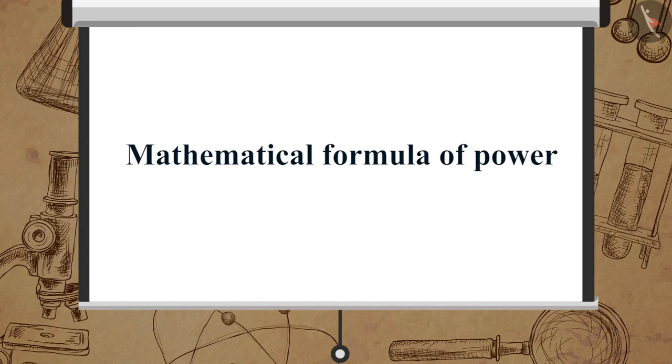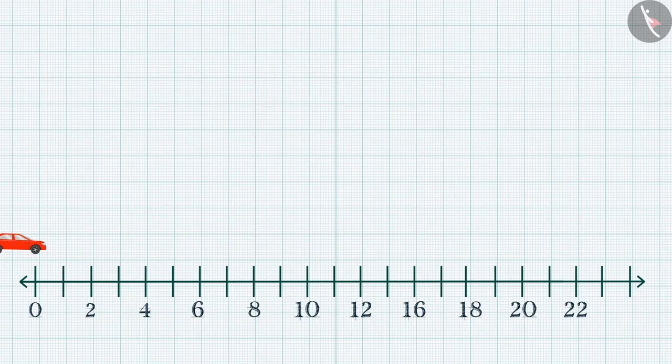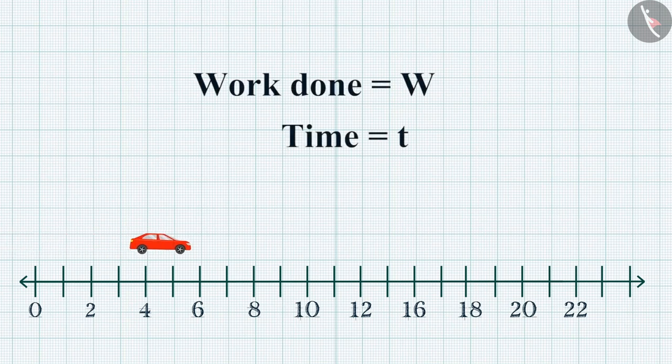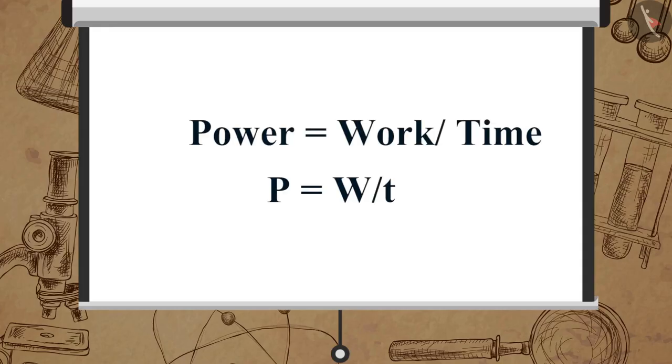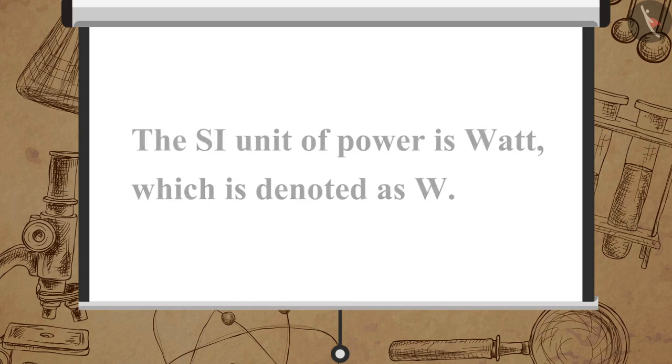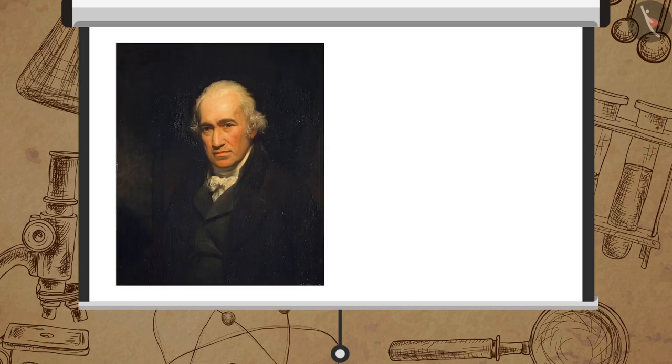Now, let us look at the mathematical formula of power. Let the work done by an object be W in time T. Then, power is equal to work upon time. P is equal to W upon T. The SI unit of power is watt, which is denoted as W. The SI unit is named Watt to honor the Scottish inventor James Watt.